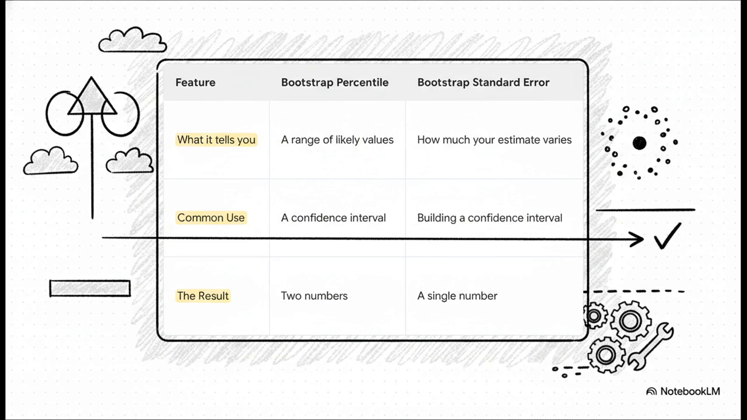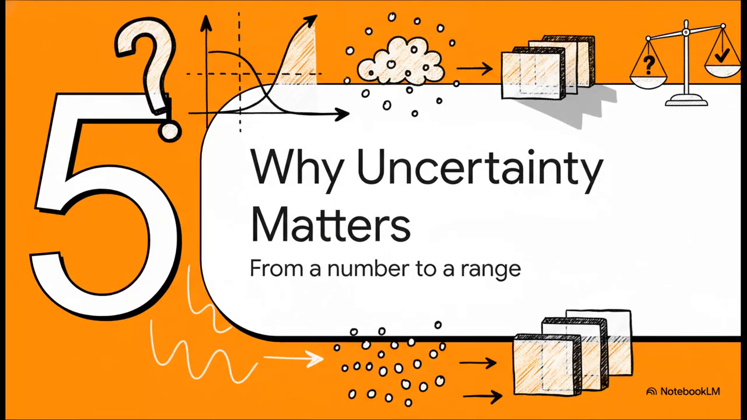So after all this, why does it matter? It matters because being able to quantify uncertainty is what separates a wild guess from an actual informed statement. It's about getting to move past saying, I think this is the answer, and getting to say, here is the range where the answer most likely is, and here's exactly how confident I am about that.